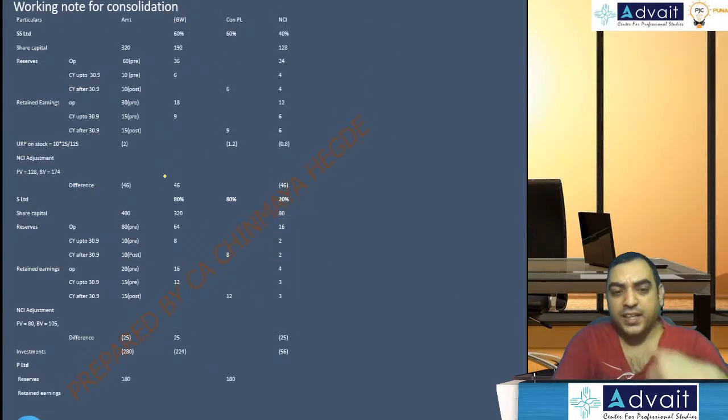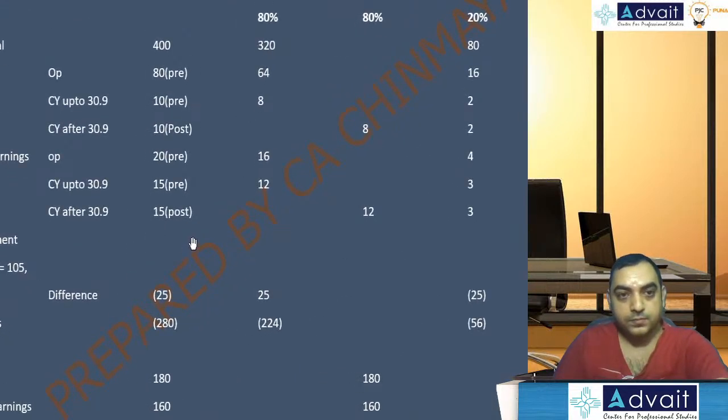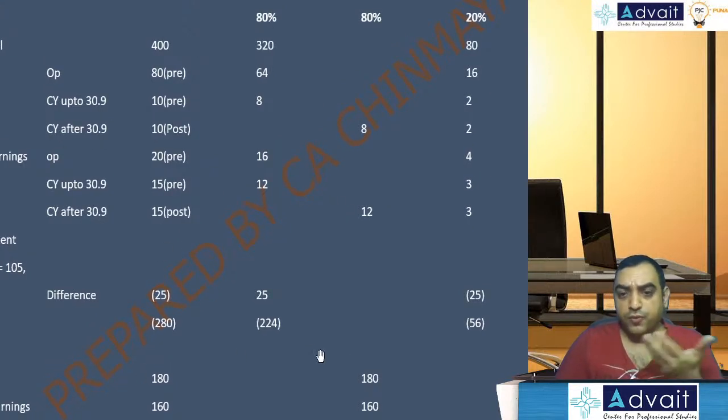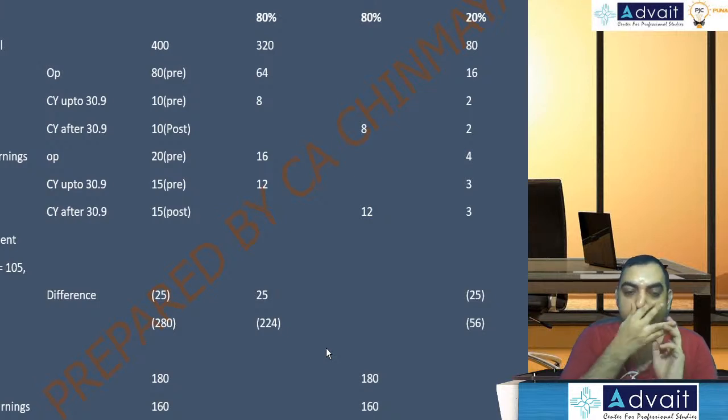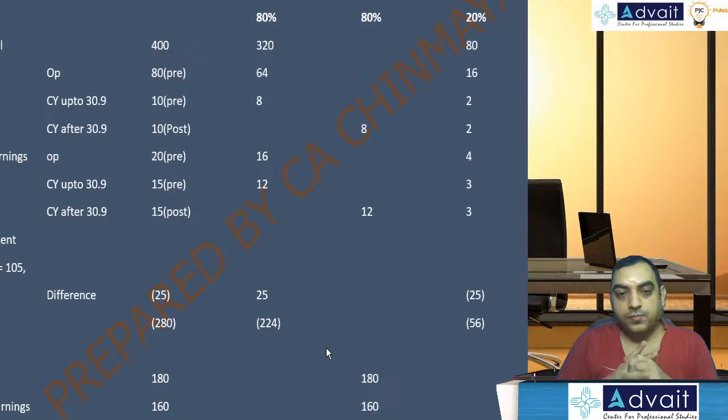Okay, and after that, straightforward, P Limited investments will come, P Limited retained earnings will come, and P Limited's reserves will come. So P Limited's reserves will go to ConPL, P Limited retained earnings will go to ConPL, investments of P Limited go to goodwill. So please do the total, tell me what do you get. Please do the total of 3 columns.